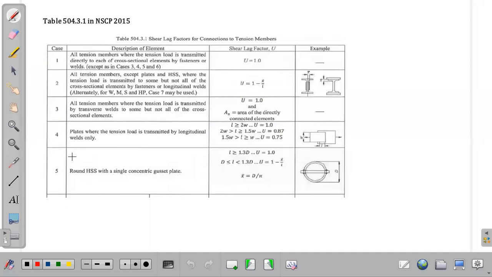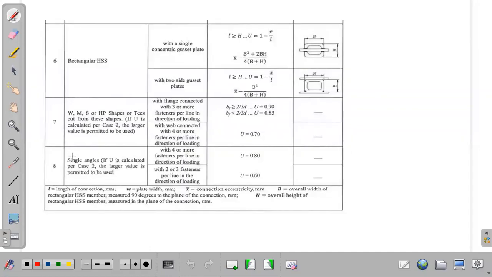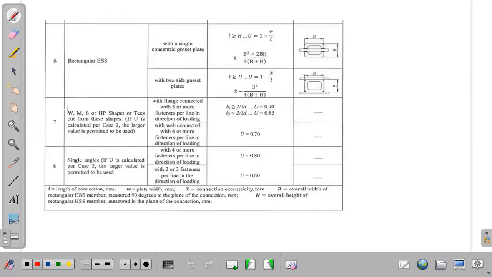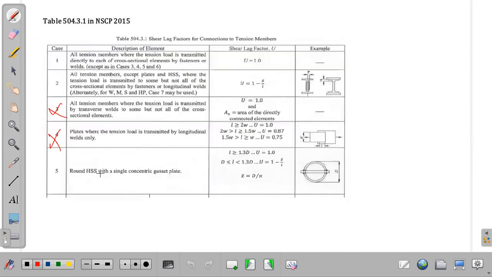Okay, so this is hanggang 8. So hindi natin i-consider ito since for weld number 4 for single round. Okay, so ito wala din at example dito, round ito. Concentric, weld din itong 3. Oh, rectangular HSS. This is for rectangular HSS. Yung case 8, this is for the single angle. Okay? So yung case 8 single angle ito. Sabi dito, if U is calculated per case 2, the larger value is permitted to be used. Okay? So isa-solve nyo din dito sa per case 2.